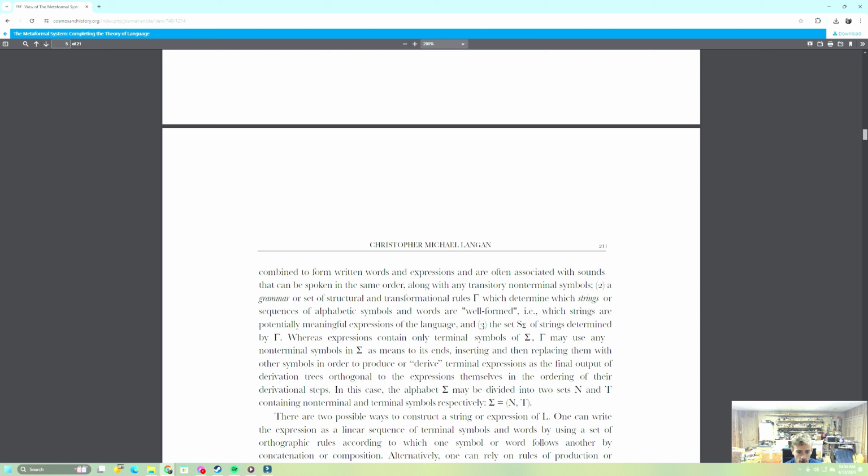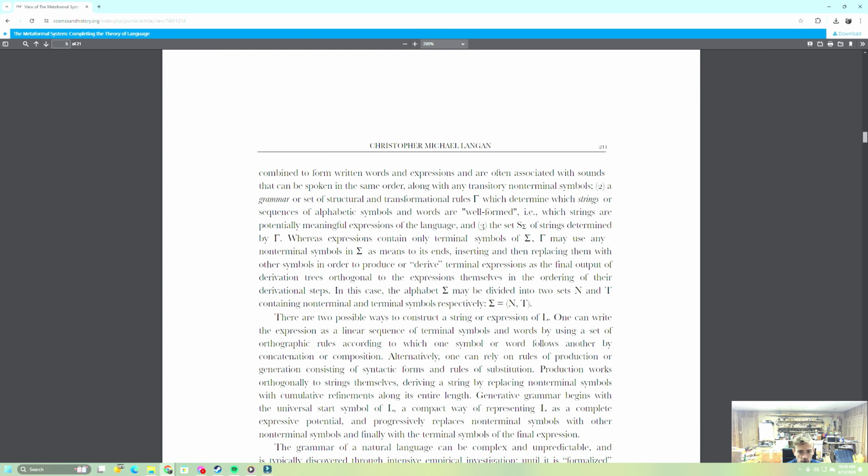2. A grammar or set of structural and transformational rules, Γ, which determine which strings or sequences of alphabetic symbols and words are well-formed, i.e., which strings are potentially meaningful expressions of the language. And 3. The set S(Σ) of strings determined by Γ.